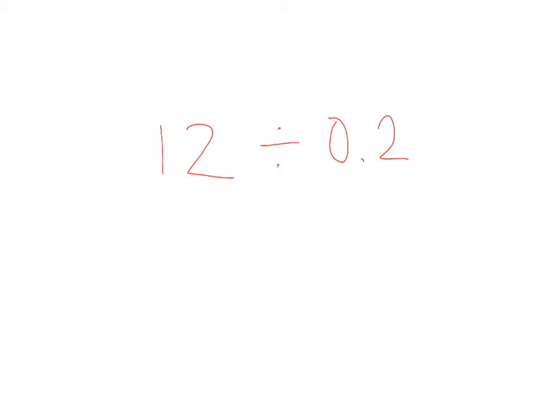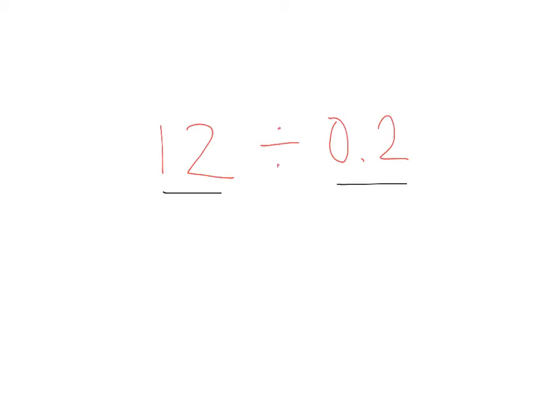Now in this problem, again, I'm dividing by a decimal into a whole number. Since I'm dividing by a decimal, and the decimal is pretty small, it's definitely going to be bigger than 12. It's going to be quite a bit bigger than 12. So I want to make sure my decimal place is correct when I divide into it.